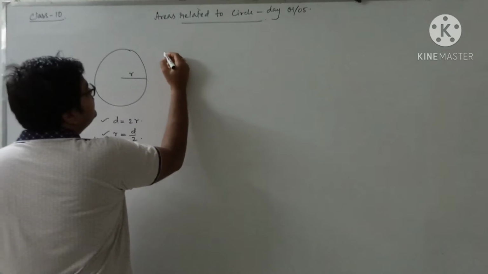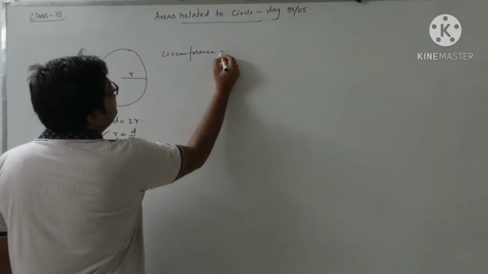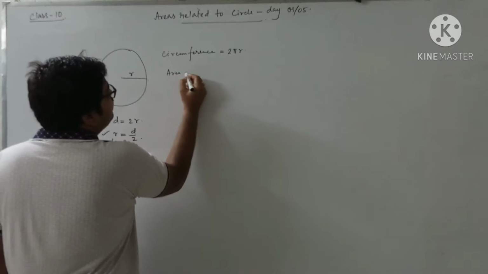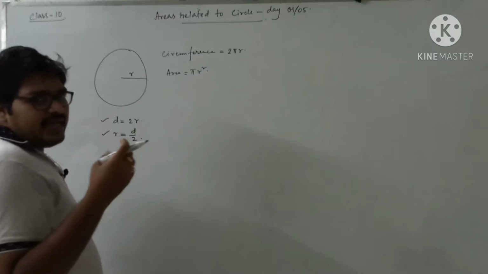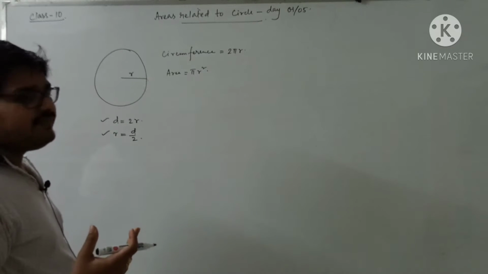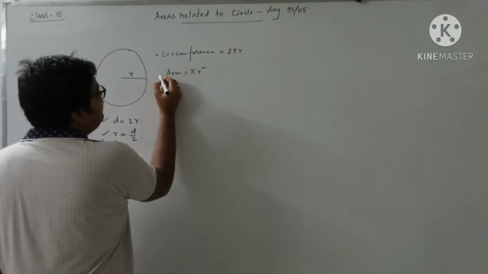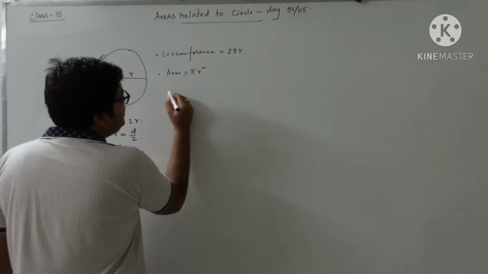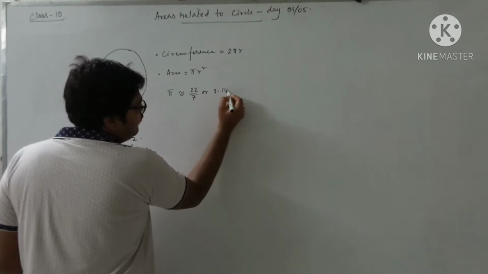Another thing we know, the circumference of a circle. What is the formula? Circumference is 2 pi r. Area of a circle is pi r square. As a beginner in mathematics, at the beginning when you started mathematics in class 7 or 8, you learned all this. So you already know the circle circumference formula and area formula. One thing you know, that pi is approximately equal to 22/7 or 3.14.